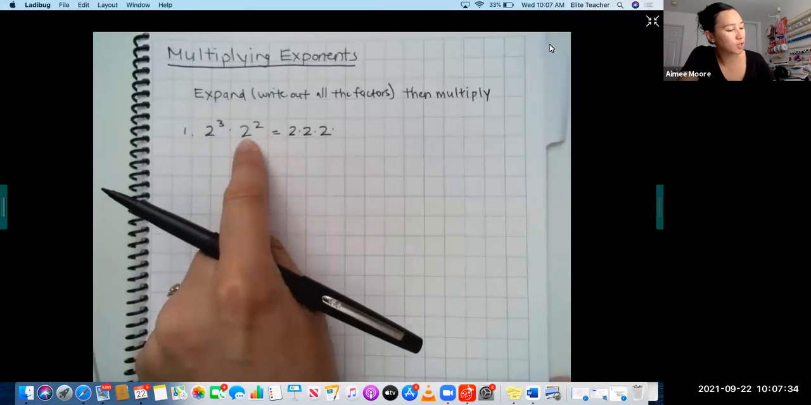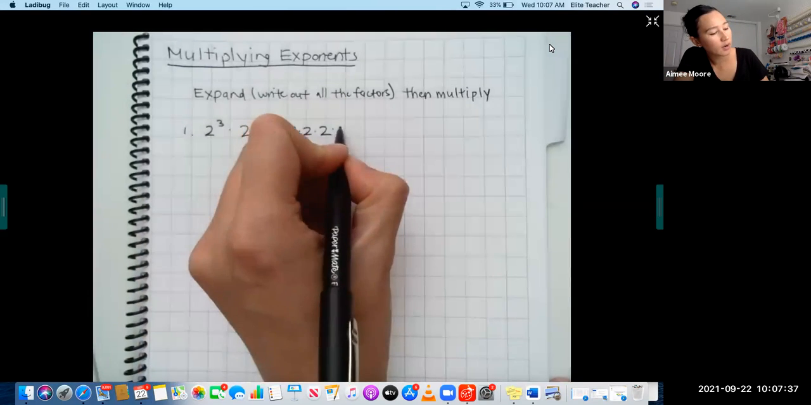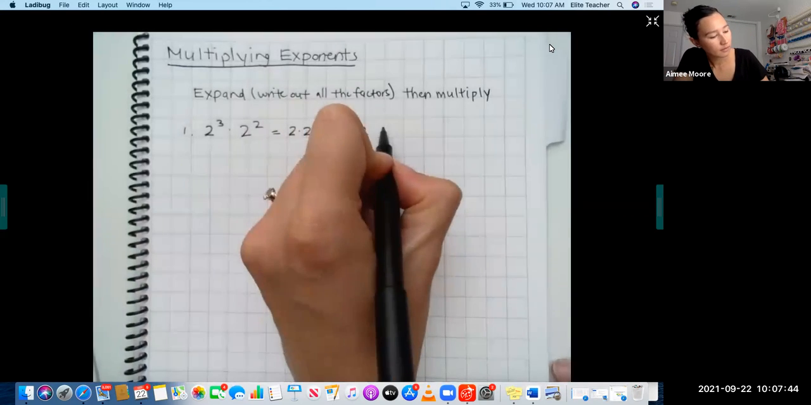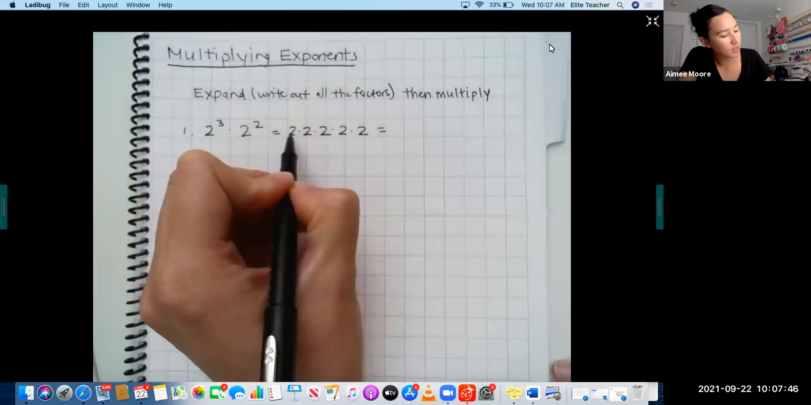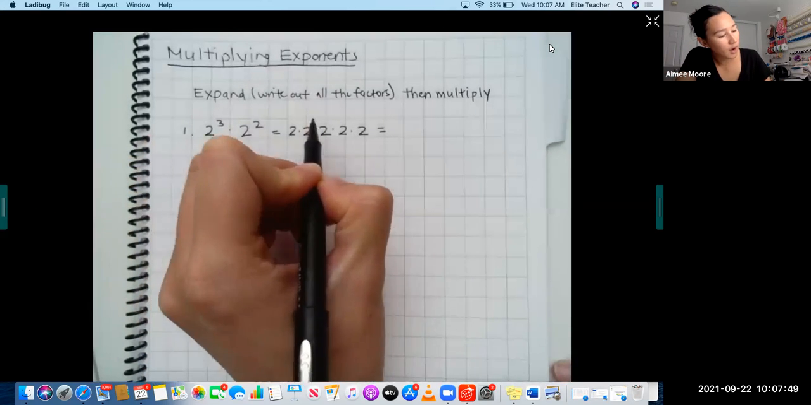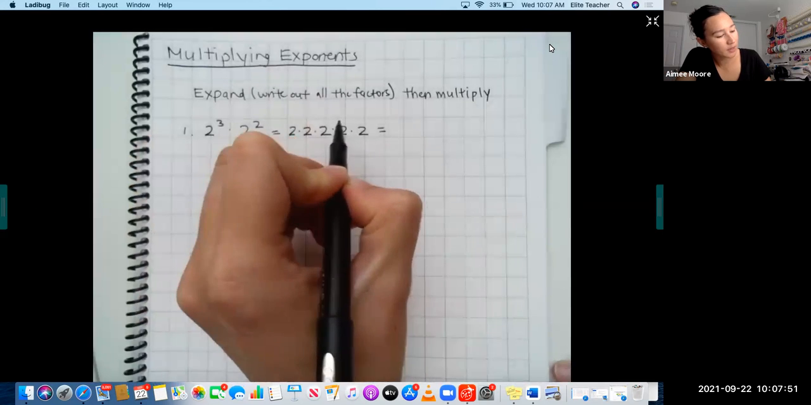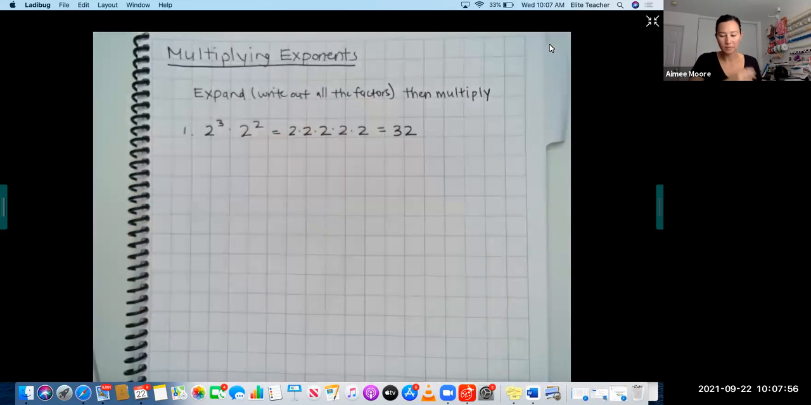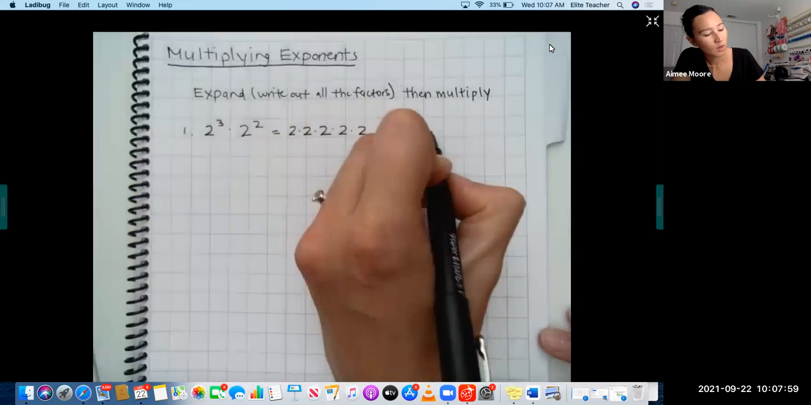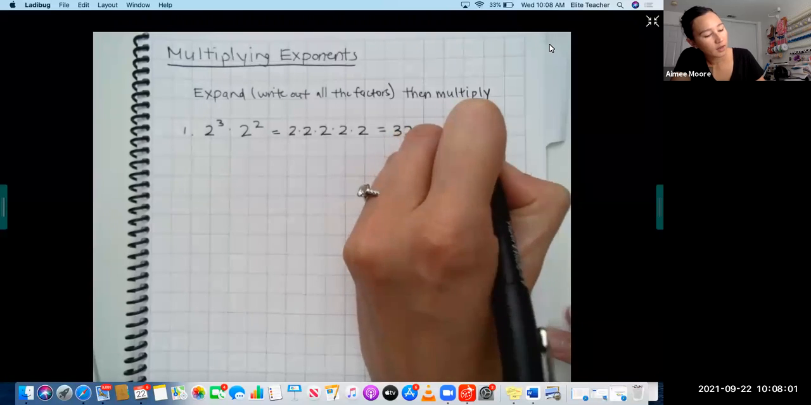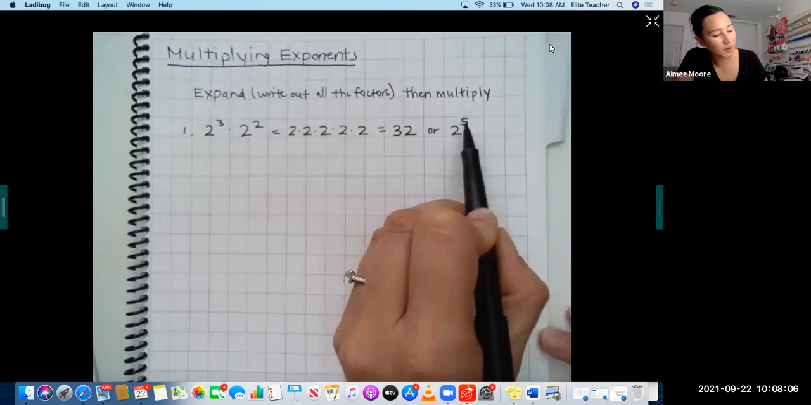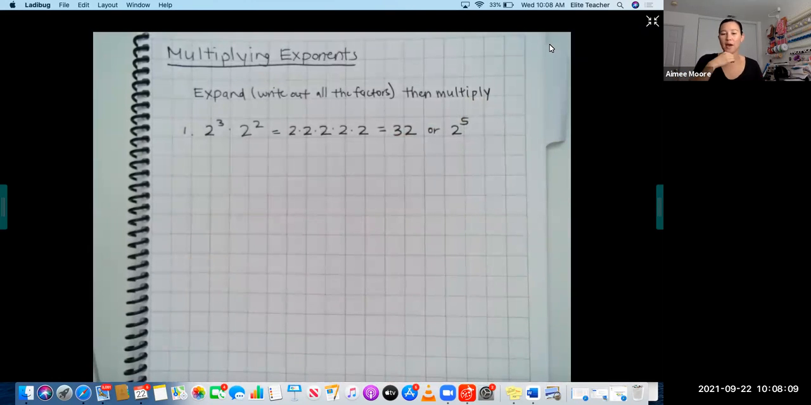So now we're going to expand 2 to the second power, which is 2 times 2. Which is 2 times 2 is 4, times 2 is 8, times 2 is 16, times 2 is 32. Or 2 is being multiplied 1, 2, 3, 4, 5 times. So we could also write it as 2 to the 5th power.